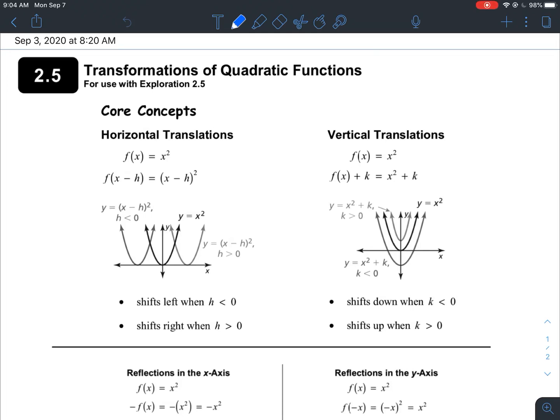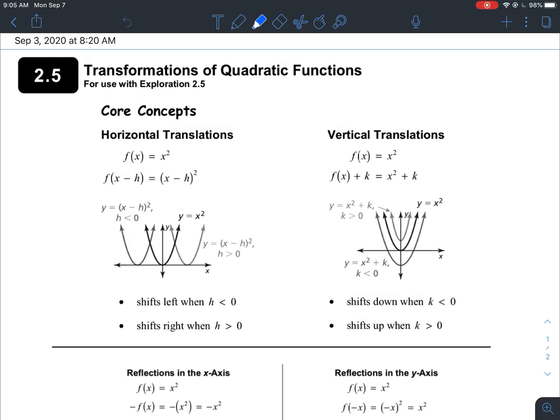Alright guys, let's go into 2.5 today. So 2.5 is actually very similar to what we just covered in 2.1 and 2.2, except we're talking about transformations of the quadratic functions. But they follow very similar principles and rules, okay? So this shouldn't be any problem. This should be a pretty quick lesson. But horizontal translations and vertical translations of the quadratic function.